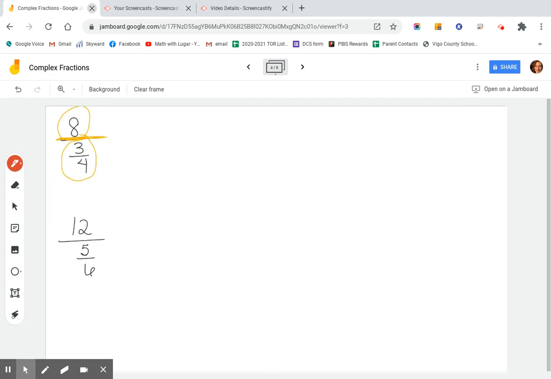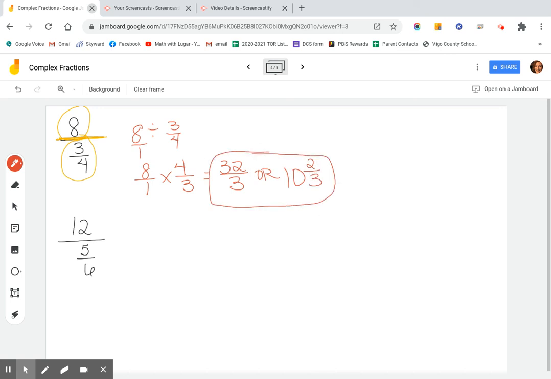So this problem really says 8 divided by 3/4. I'm going to make that 8/1. And then I'm going to keep it 8/1, change it to times, flip it to 4/3. Nothing cross reduces, so I'm just going to go ahead and multiply and get 32/3. You can leave it that way, or 3 goes in there 10 times with 2/3 left over.